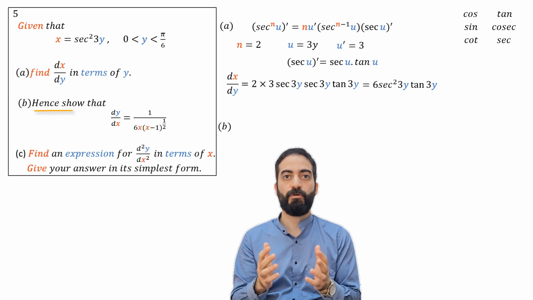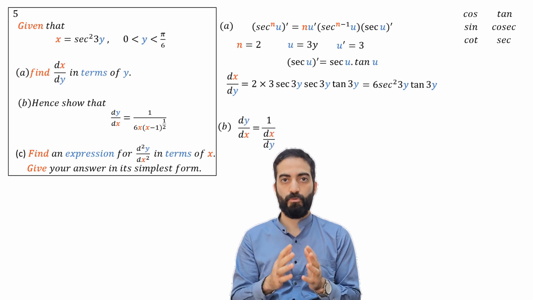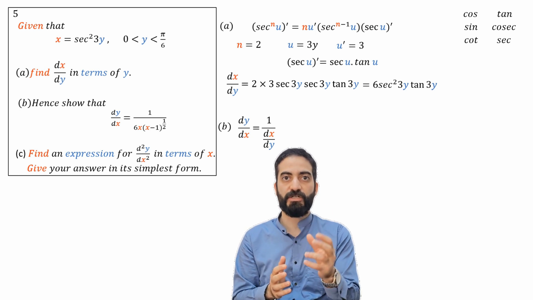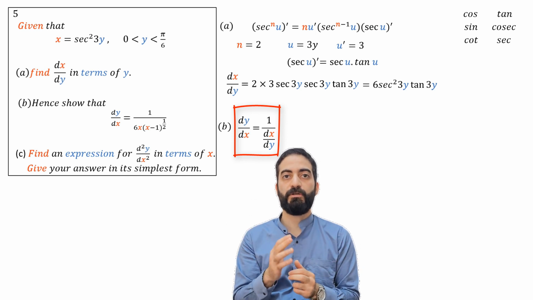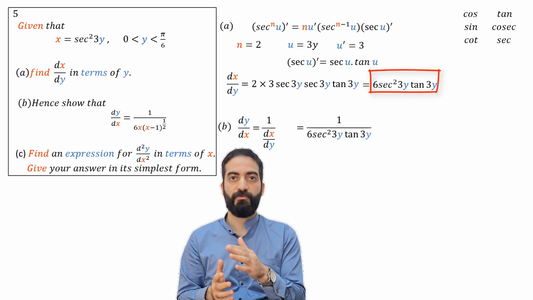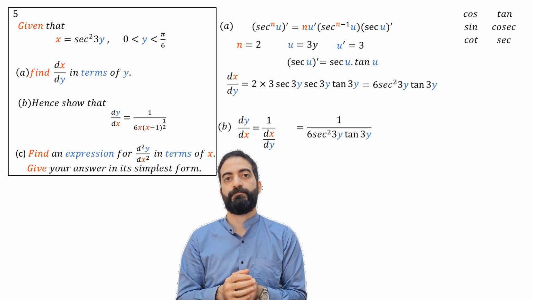Hence, show that dy over dx equals 1 over 6x times x minus 1 to the power 1 over 2. We note that dy over dx is the inverse of dx over dy. We can always write any fraction like this, dy over dx equals 1 over dx over dy. Now we put the answer of dx over dy that we have to get this answer.